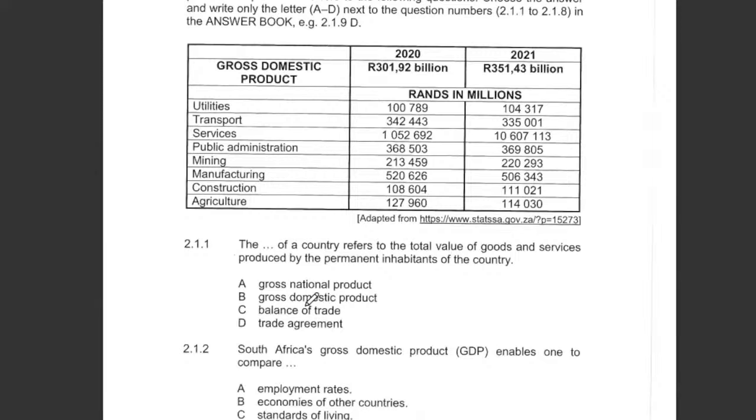So we are moving ahead to question 2. The GDP of a country refers to the total value of goods and services produced by permanent inhabitants. We're looking at those people that are permanent inhabitants, those people that stay in the country. That means permanent inhabitants become the citizens, and therefore they are the nationals of the country. So the answer is A.